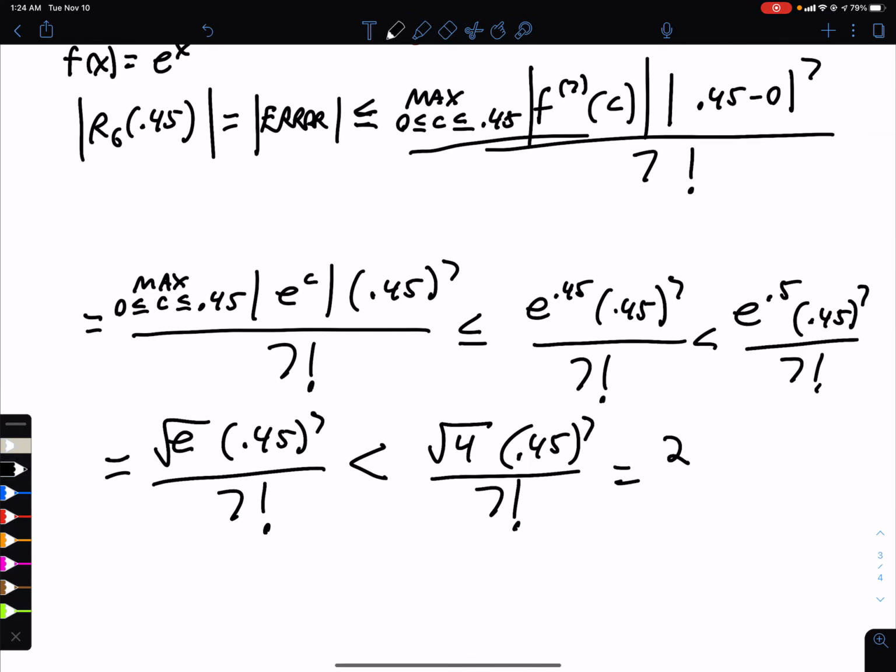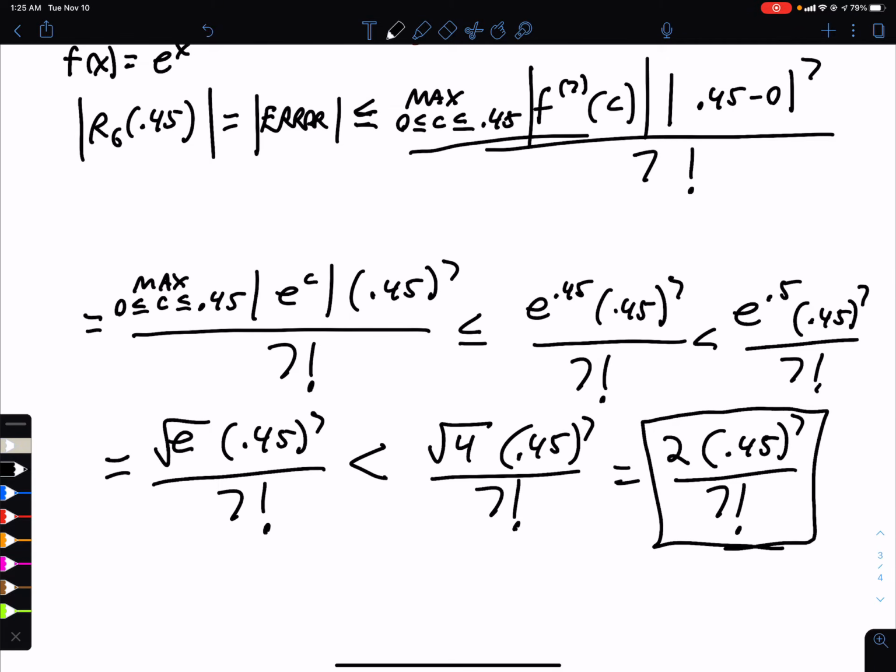So here's my error bound, 2 times 0.45 to the 7th over 7 factorial. So I have found an error bound for that. I know it's kind of weird. Part of it is because you don't actually have the right answer, meaning there are multiple ways you can do this. So it's kind of bothersome that we do this weird thing where we do, oh, instead of 0.45, let's do 0.5. And instead of e, let's do 4. But we're doing all of this so we can find a nice number 2.